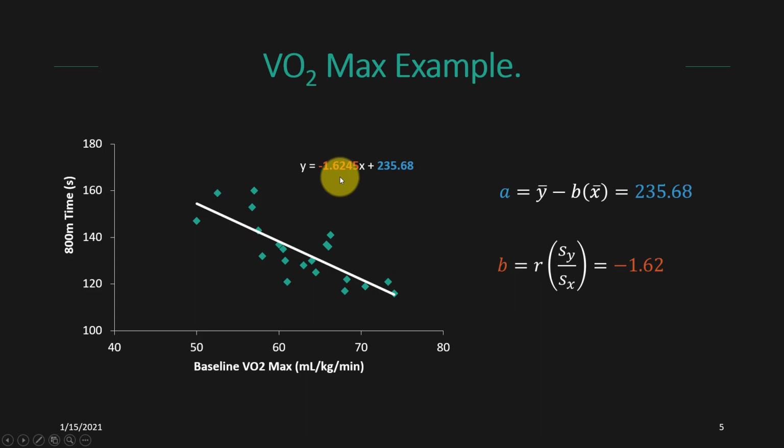The slope, however, is much more meaningful and much more useful because it's negative 1.62. So that's telling me for every 1 point increase in VO2 max, I expect your 800 meter runtime to decrease by 1.62 seconds. And so that's very helpful for making a prediction of what a person's 800 meter runtime is based on what their baseline VO2 max was.